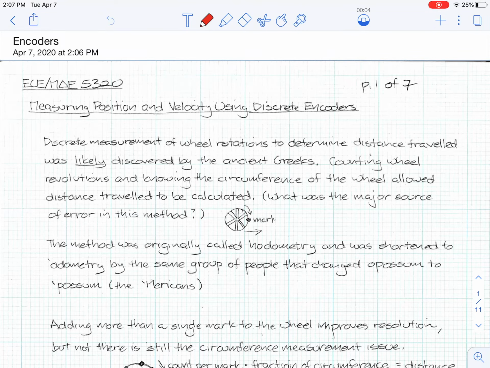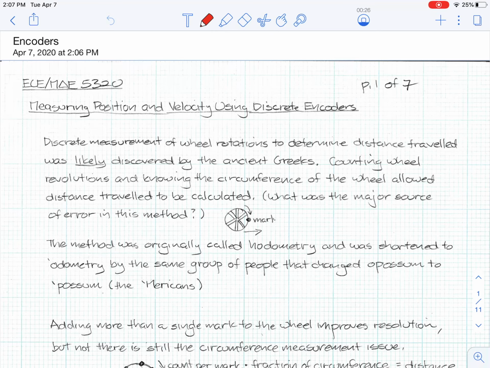Today, what I wanted to talk about was measuring position and velocity using discrete encoders. These are very, very common. They're used a lot. It's a good sensor. They're relatively inexpensive. They can become quite expensive when you get into very high resolutions and stuff like that. But we'll talk about that.